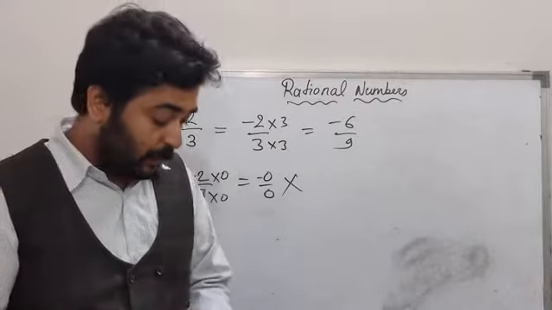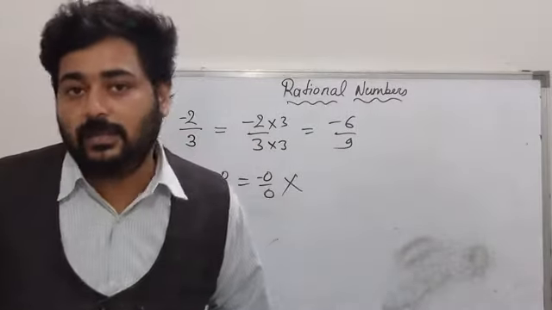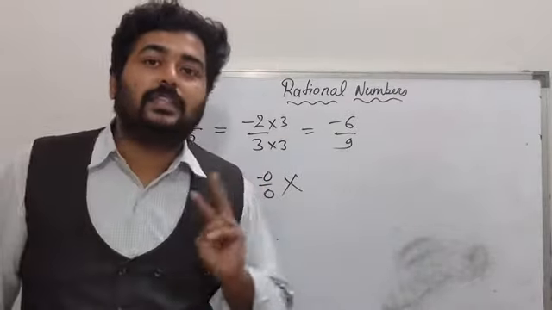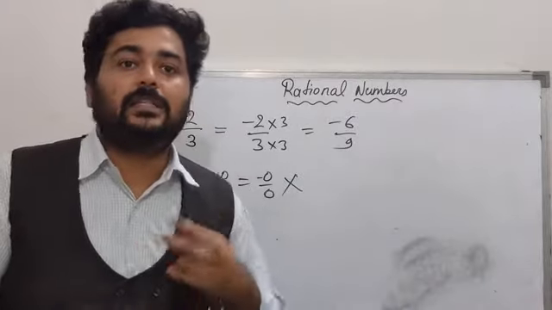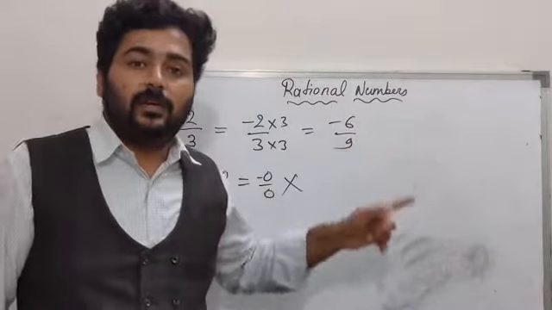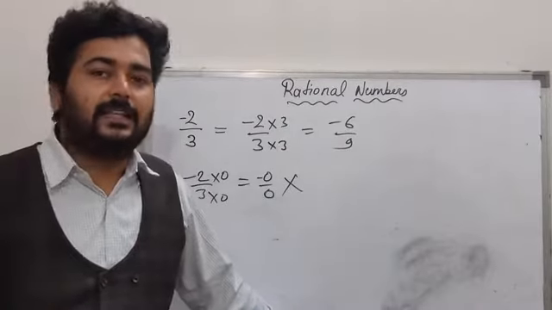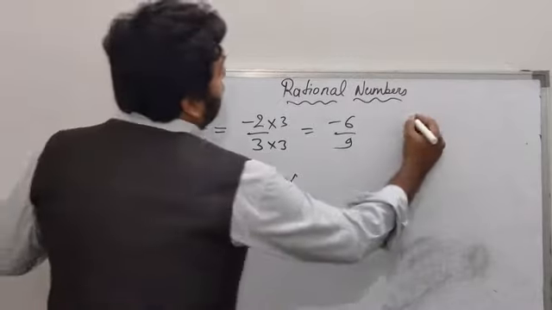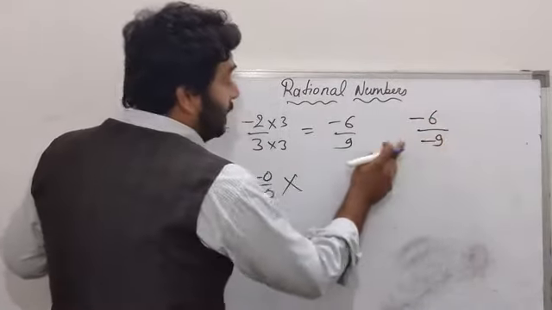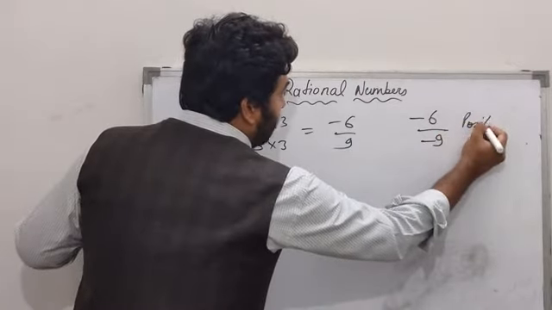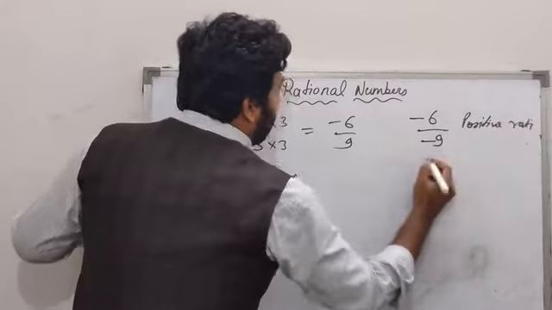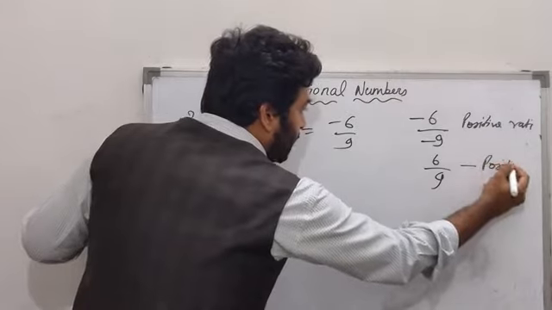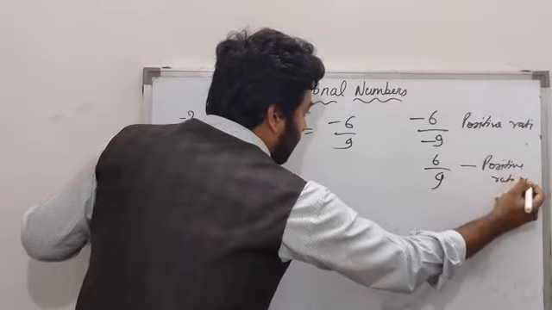Look, always remember one thing, I am telling you how you can find whether the given rational number is a negative rational number or a positive rational number. Look, if both the signs, I am talking about the sign in the numerator and the sign in the denominator, are the same, then the rational number will be a positive rational number. Suppose this is minus 6 by minus 9, both the signs are the same, so this is a positive rational number. 6 by 9, here we have plus, here we also have plus, so this is also a positive rational number.